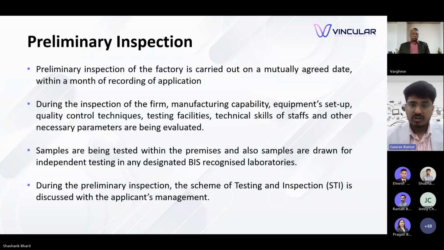Once the factory visit concludes, samples are also tested within the premises, just to check the technical competency of the quality control people, and samples are also drawn for independent testing in any of the designated BIS laboratories. During the preliminary inspection, again, as I told you, the scheme of testing and inspection is discussed with the applicant's management, because the STI and product manual is considered as the reference document for the bureau officials in order to conduct any factory inspection.